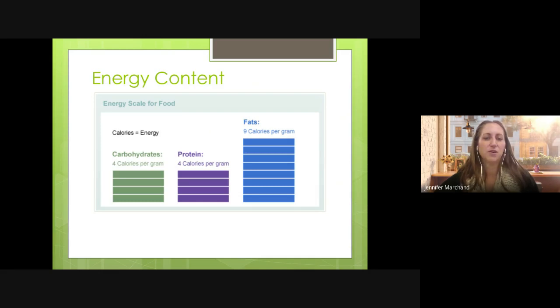So, right here, you can see that for carbohydrates, you get 4 calories per gram. Protein is the same. And then for fats, you actually get 9 calories per gram. So, as you can see, that might be why a lot of our fat sticks a little more on your body when you eat it, because it's harder to burn off because it's 9 calories per gram.